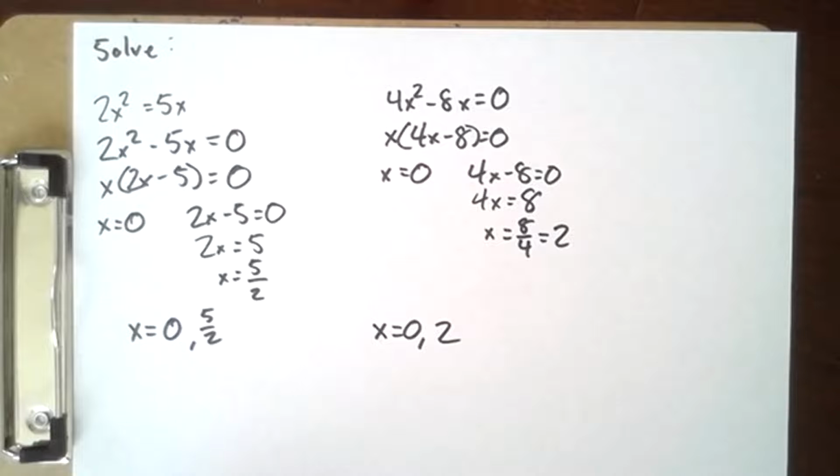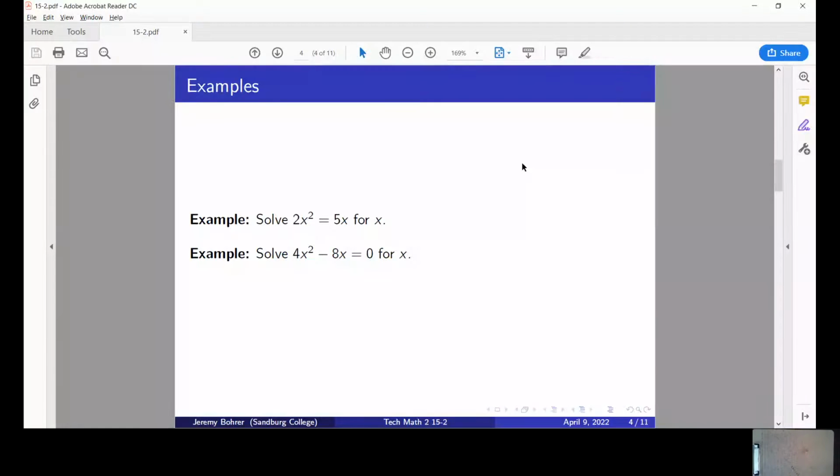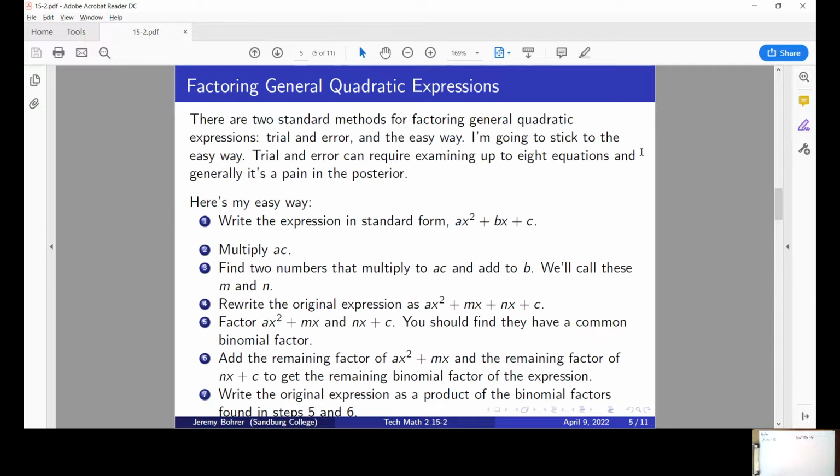Back to the slides. In our next set of examples, we're asked to factor these two expressions the easy way. The easy way is listed here. We're given a bunch of steps, and we'll work from there.